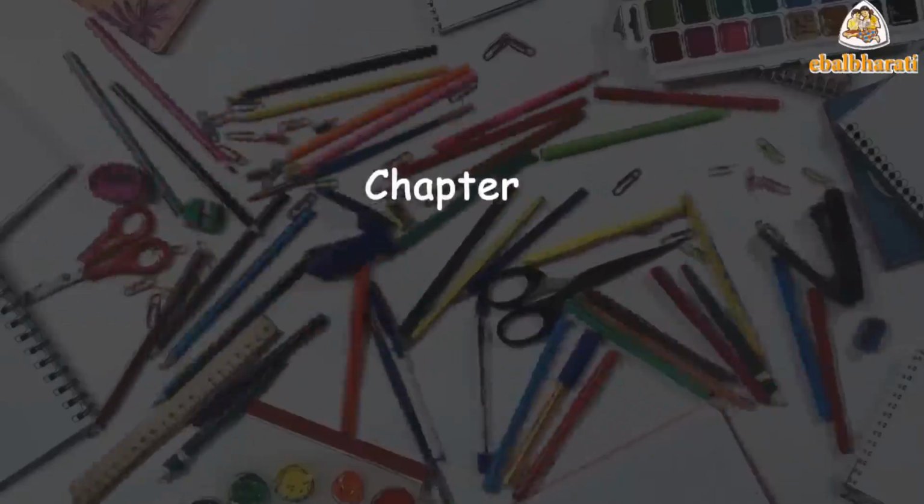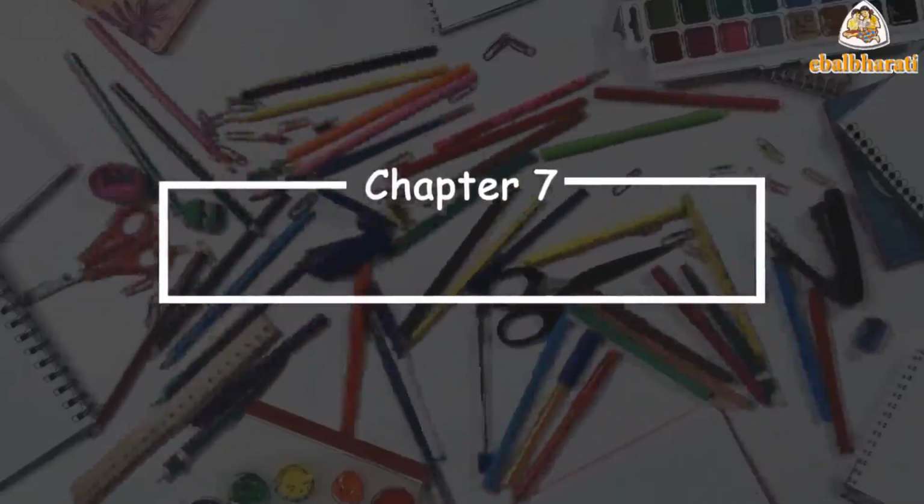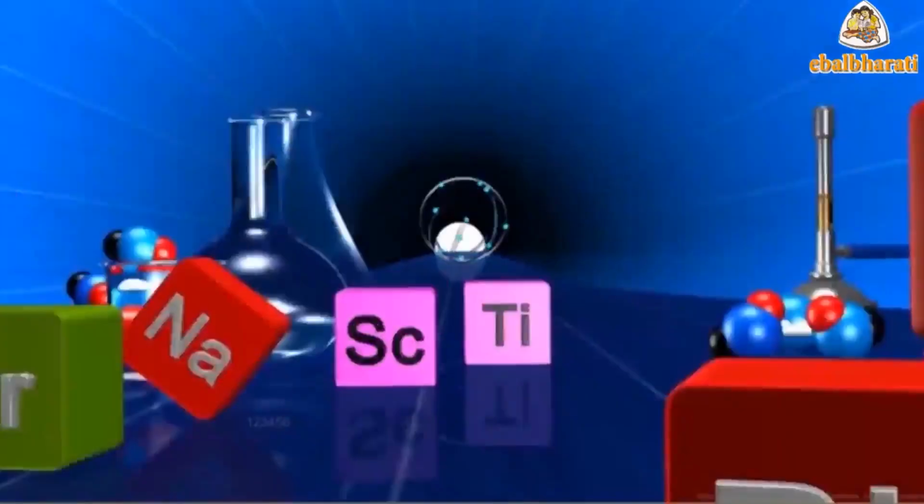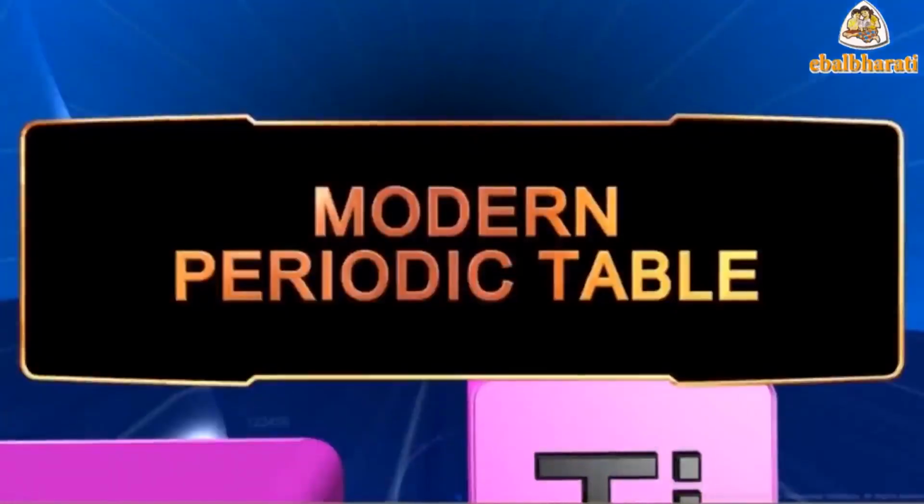Chemistry Chapter 7. Modern Periodic Table. Let us today study the modern periodic table. The physical and chemical properties of elements are periodic functions of their atomic numbers. Structure of the modern periodic table.